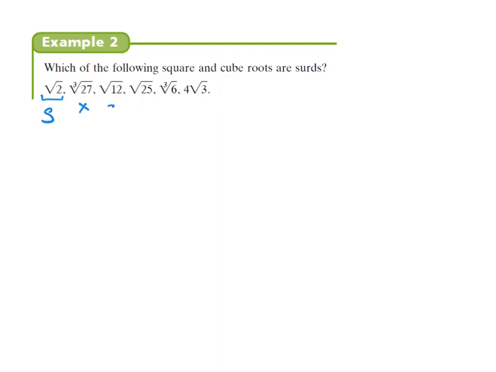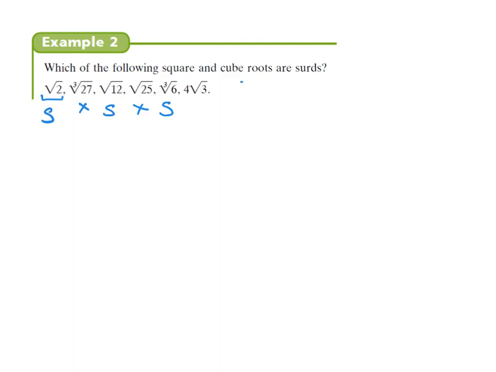Square root 12 is a surd. Square root 25 becomes a whole number, so it is not a surd. And cube root 6 is a surd. And the last one, 4 times.